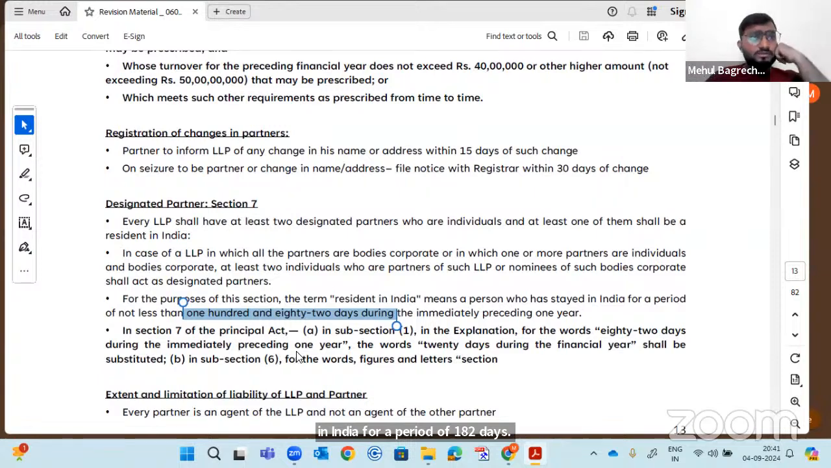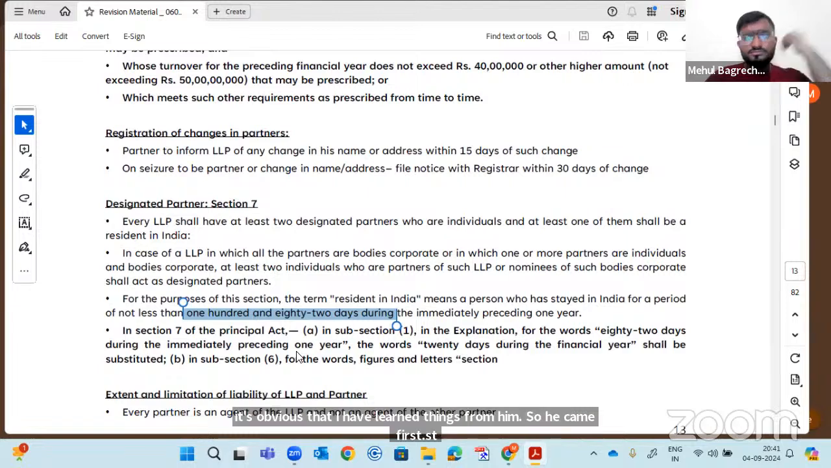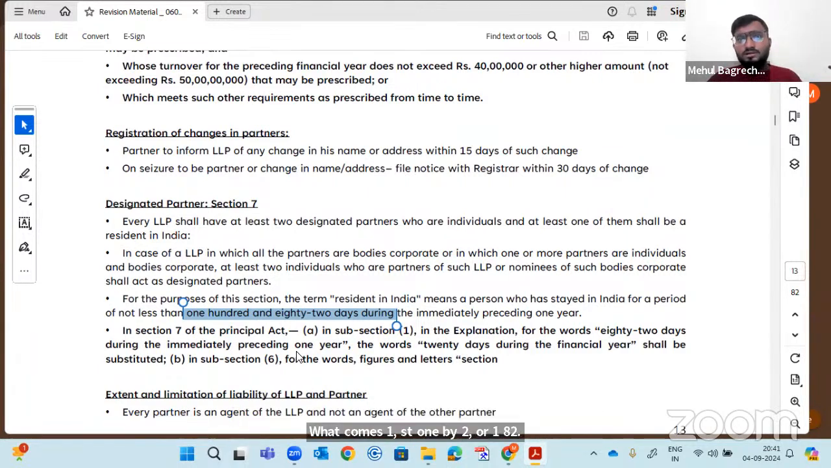Who came first, Rajiv sir or Neha? Rajdeep sir, very obvious. I am his student, so it's obvious that I have learned things from him. So he came first. What comes first, 120 or 182? 120. Simple. Anybody saying 182? In the numerological series, 1 comes after 2?